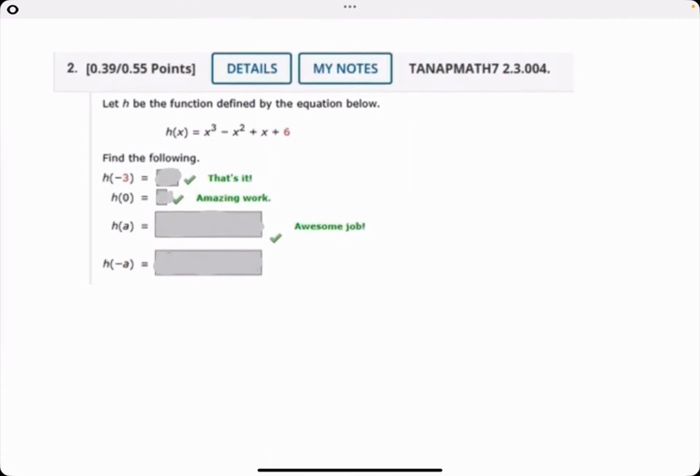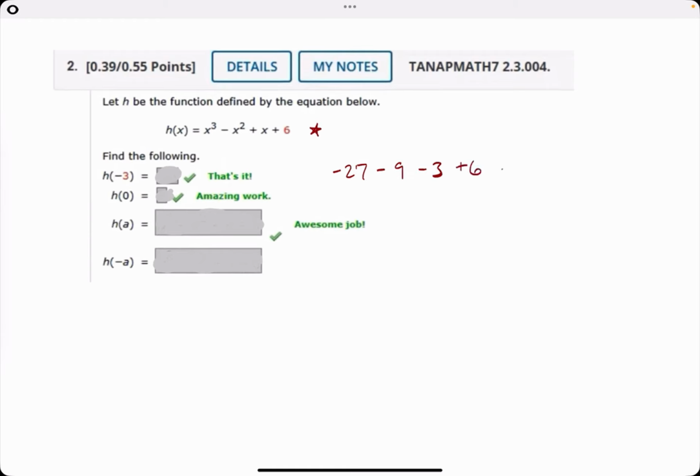Number 2. H of x is this function here. They ask for h of negative 3, so a little bit of a step up, but still the same exact process. So negative 3 cubed, I'm just going to do it one by one here and not write it all out. So negative 3 cubed is negative 27, minus negative 3 squared, that's minus 9, plus x, so plus negative 3 is just minus 3, and then plus 6. So then whatever this is, h of negative 3. So negative 36, negative 39, maybe negative 33.